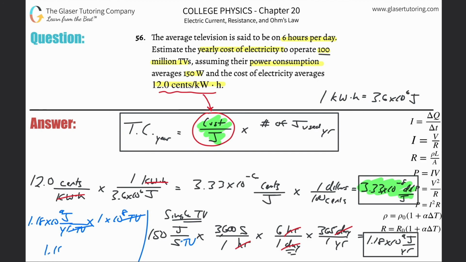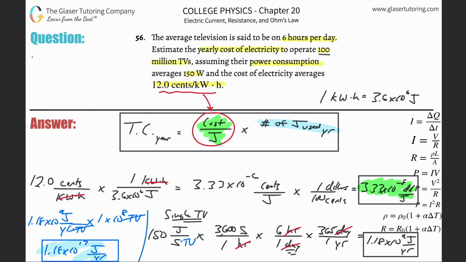So we got 1.18 times 10 to the 17th, and that's now joules per year. So this represents the total number of joules used over the entire year. Okay, so now what we're going to do is simply take this value, which represents the total number of joules used for all the televisions over the entire year, and multiply it by that cost per joule that we found before.